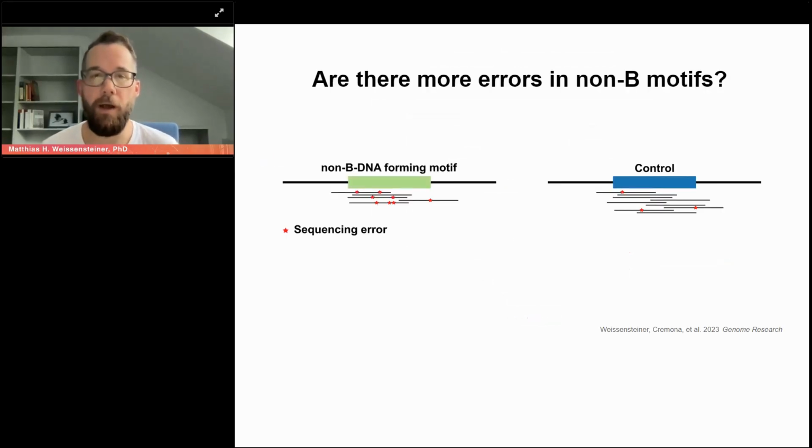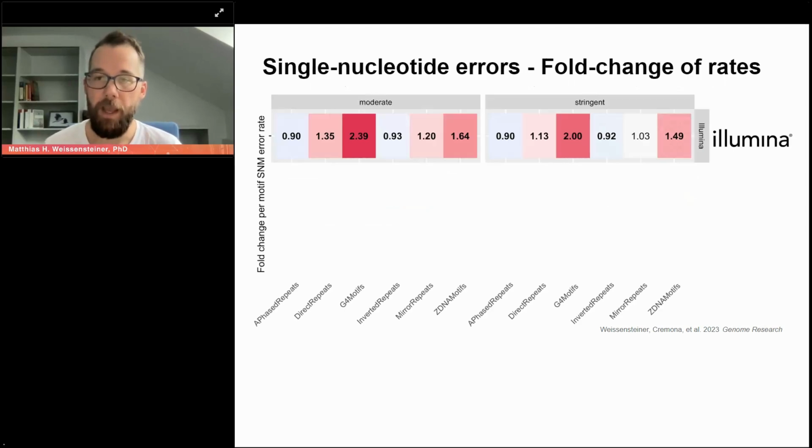Okay, so now to the main question, are there more errors in non-B motifs? And the answer is, as so often in biology or in life science, it depends. So first, the Illumina data.